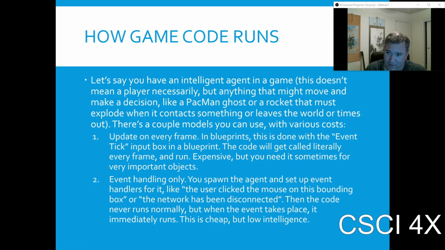In Pac-Man, I think the ghosts only run AI when they get to an intersection. So as long as the ghost is traveling down a corridor, it doesn't actually run its AI at all. It only, when it gets to a decision point, like an open spot where the ghost can move in either direction, will make a decision and decide which way it should go. And each of the ghosts actually has a different AI, which I didn't know.